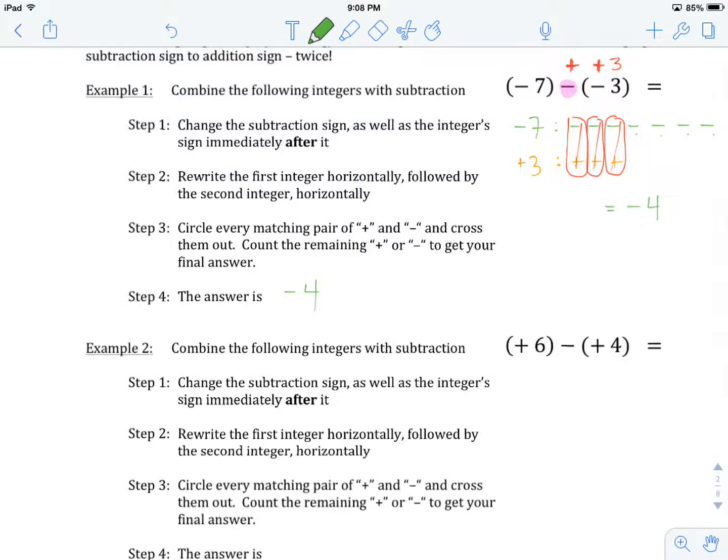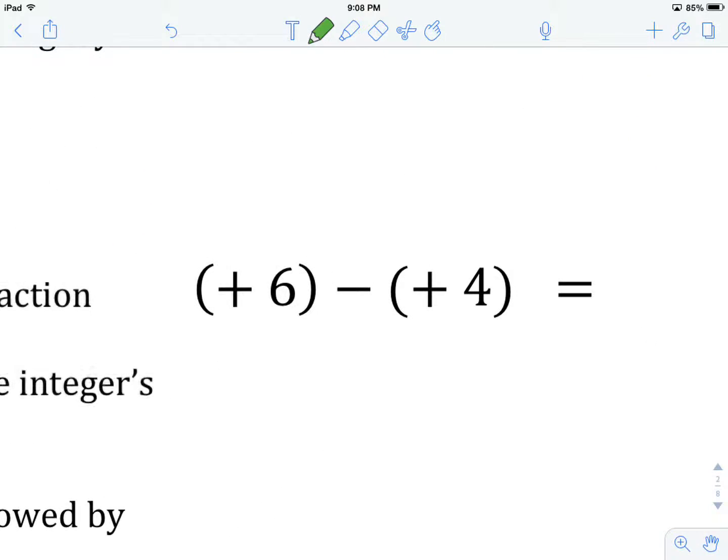Now let's have a look at example number 2, and we'll try this again. In this example, we're being asked to combine, again, using subtraction. We see our subtraction is right there. That's a clue for us. If we see subtraction, we want to start to think, I want to change this to addition. So this question says +6 minus +4.